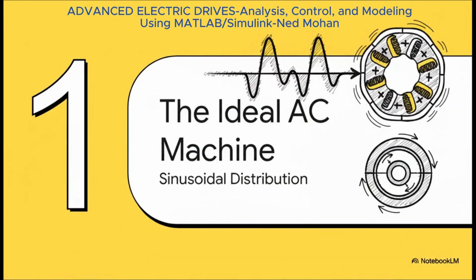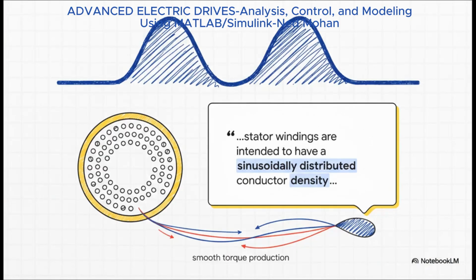Okay, so let's start at the beginning, with the ideal. Before we get lost in the weeds of currents and windings, we've got to ask, what is the perfect world scenario? What are we actually trying to achieve inside this AC machine? And this quote from the textbook really hits the nail on the head. The entire design goal is to arrange the wires, the conductors, so that their density changes like a sine wave as you go around the air gap.